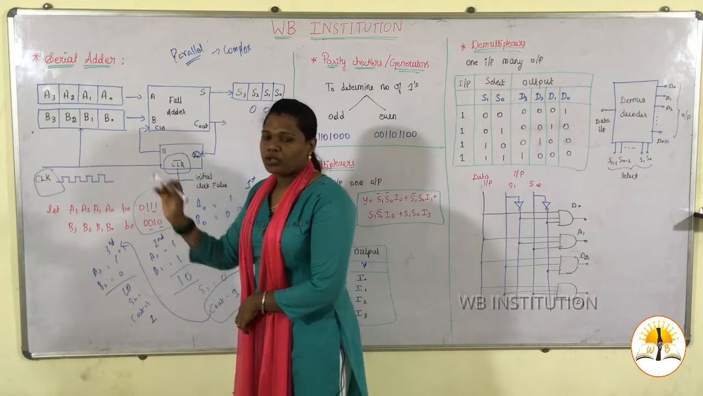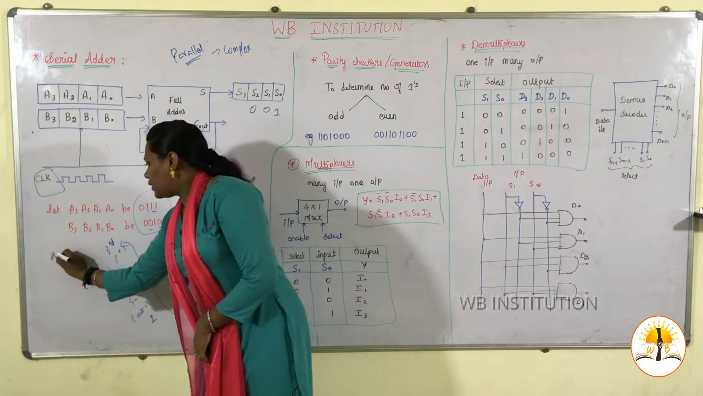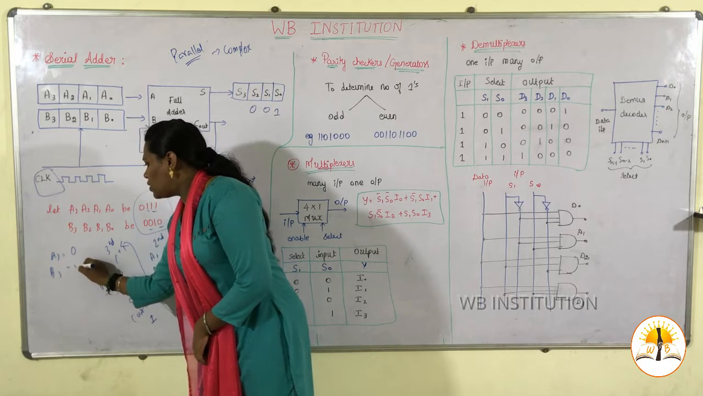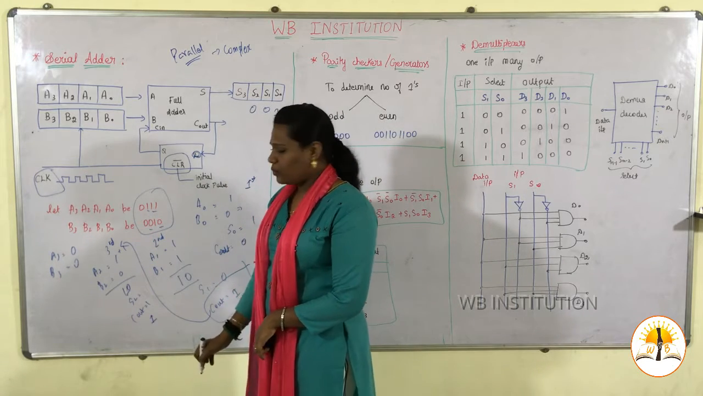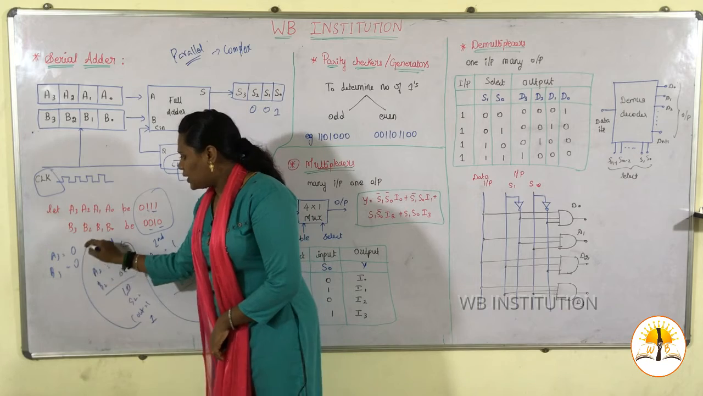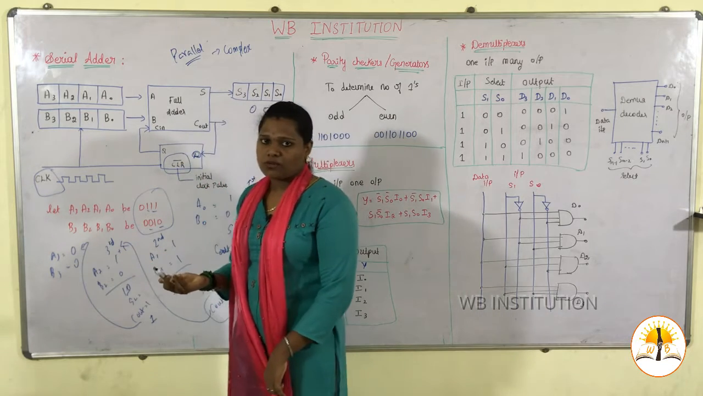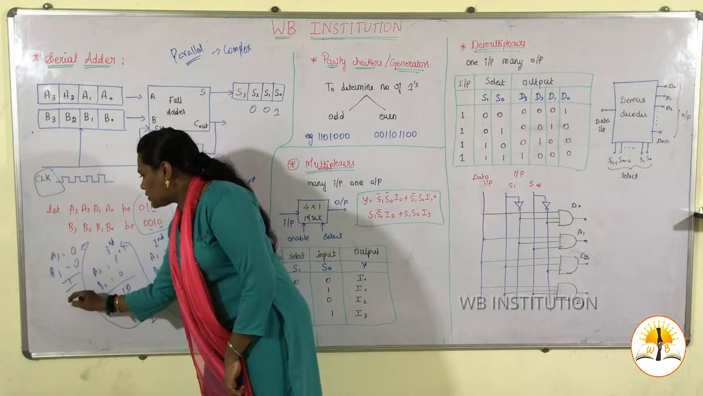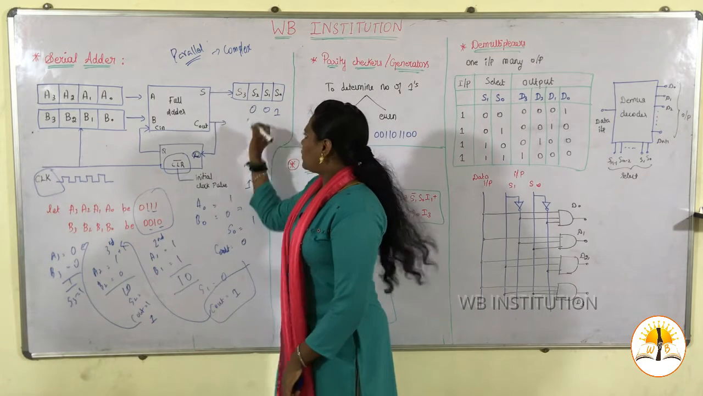Similarly for the fourth clock pulse, take A3. What is A3? 0, and B3 is also 0. In this step, just move this C out toward this side. 0 plus 0 is 0, and by adding this carry 1 it gives you 1. So here the sum is 1.